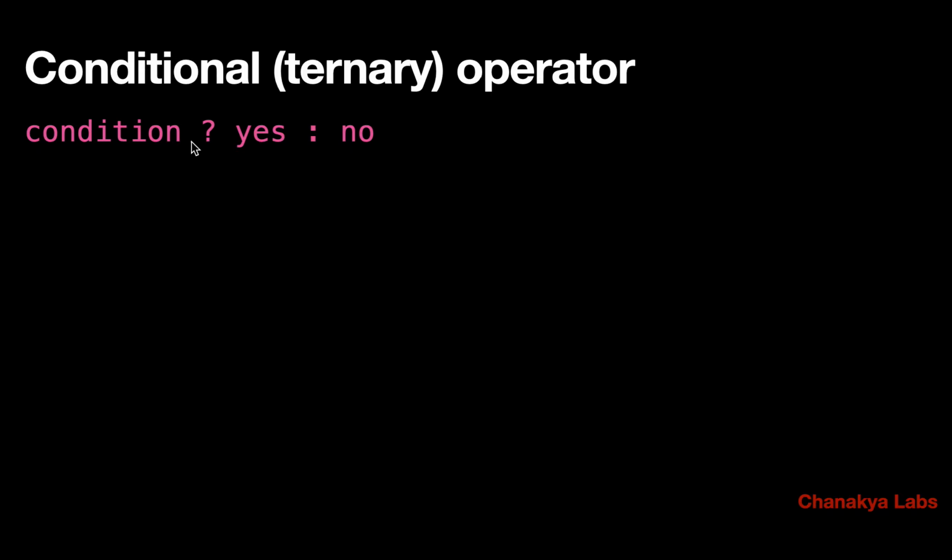The first part is the condition. The second part is taken when this condition is true, and the third part is taken when this condition is false. This means that this whole thing is an expression, and it will evaluate to the second part if the condition is true, and the third part if the condition is false.